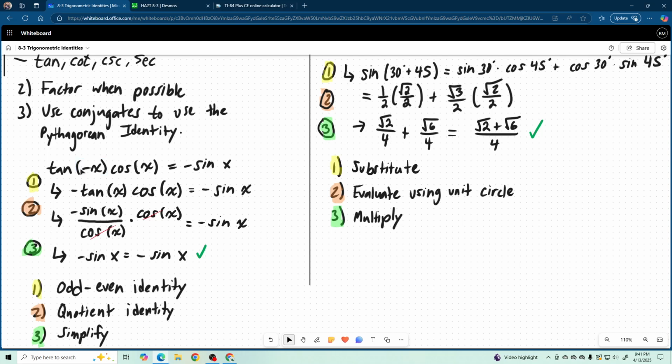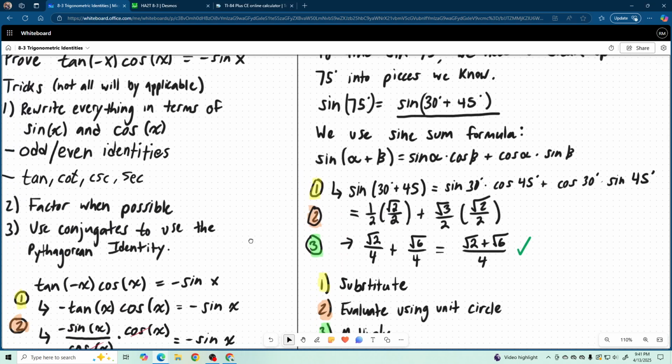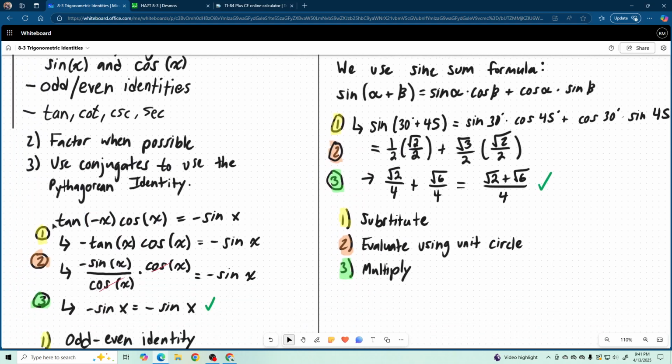So the first thing I'm going to do is, okay, well, I notice that this is tangent of negative x. And I also know that tangent is an odd function, right? So I know that tangent of negative x equals negative tangent of x. So I'm going to take the negative and put it out front. And I'm going to get negative tangent of x cosine of x equals negative sine x.